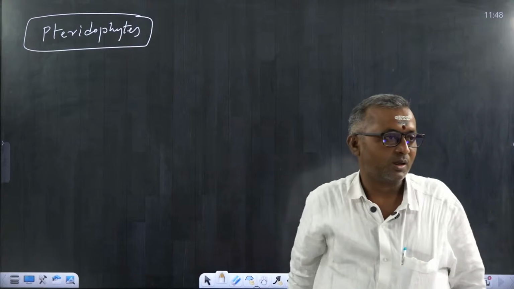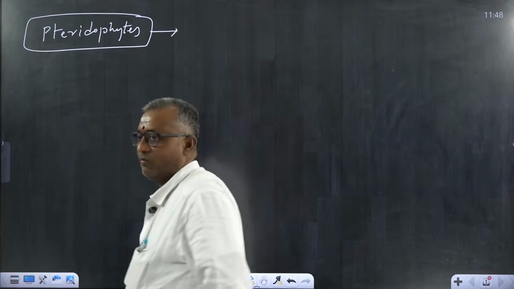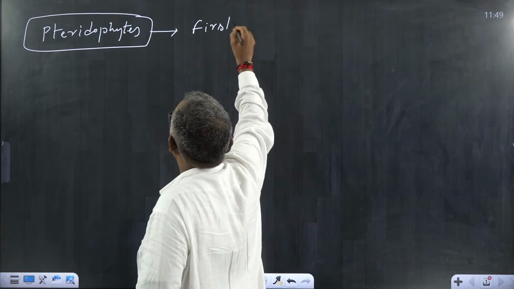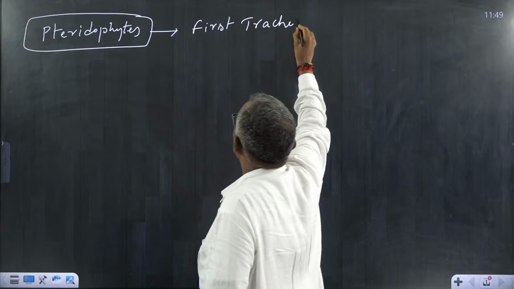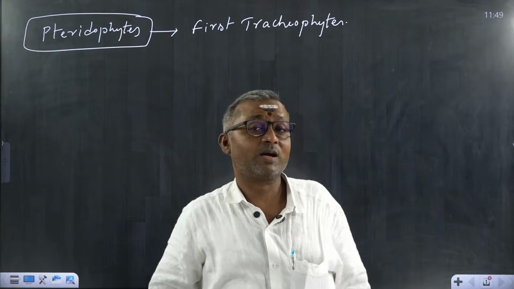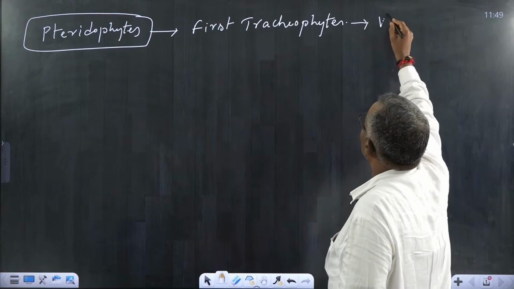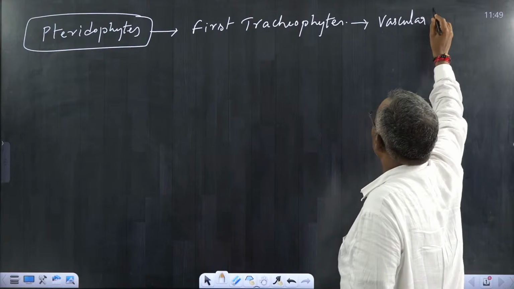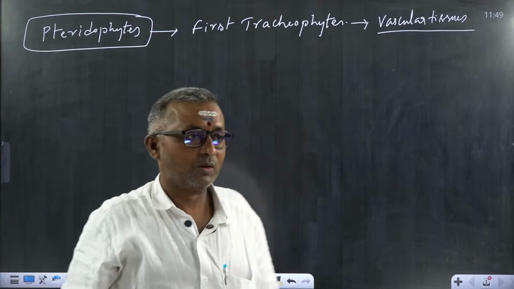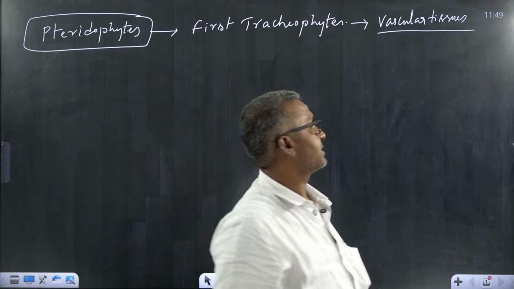When it comes to pteridophytes, they are considered to be the first tracheophytes. What do you mean by tracheophytes? They have vascular tissues. Understood? So that is why they are said to be the first tracheophytes.